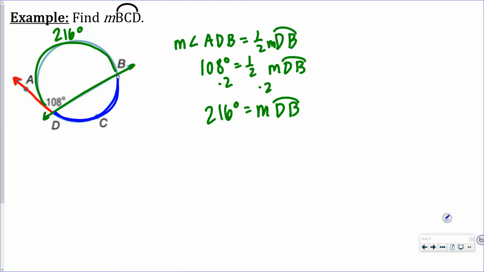Alejandro? Yeah, well, the whole way around the circle has to be 360. And if the green one is 216, 360 minus 216 is 144.